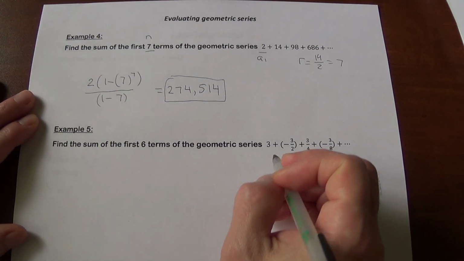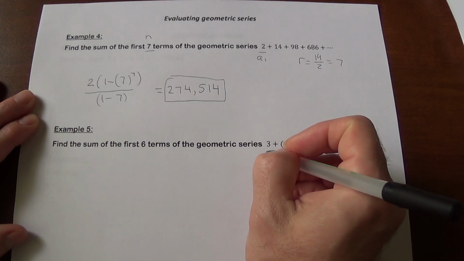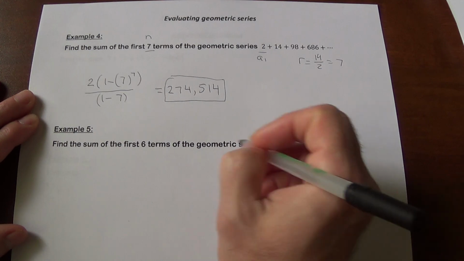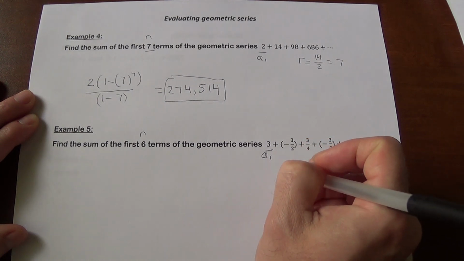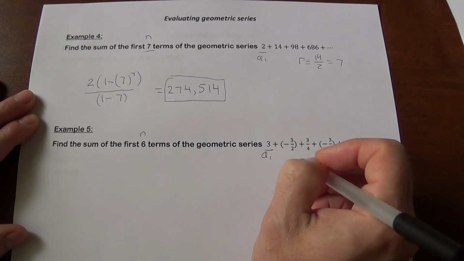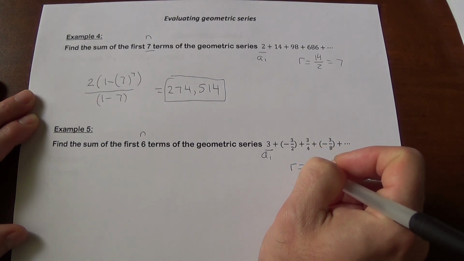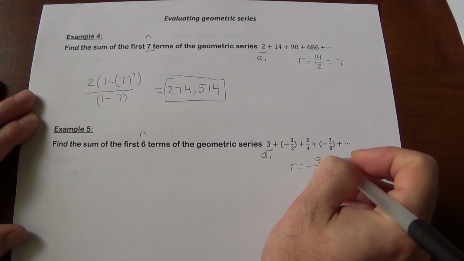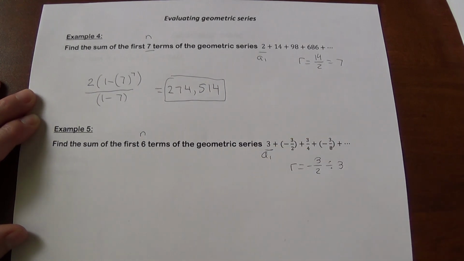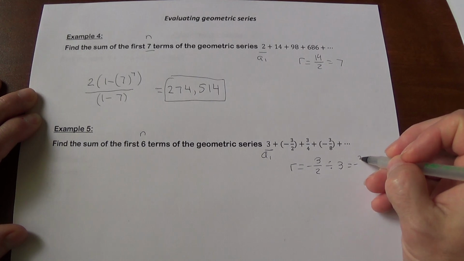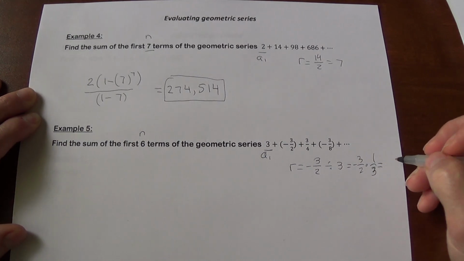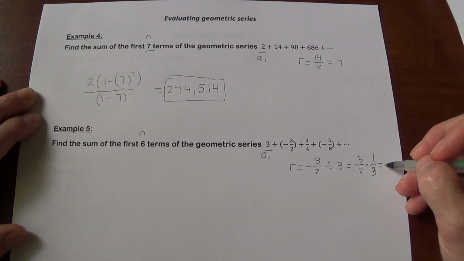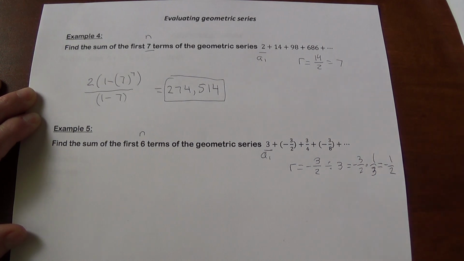Next problem, again similar to the previous one. This is the first term. This is the value of n. The common ratio here is going to be, since you have fractions involved, easier to do it as a division process. So negative 3 halves divided by 3, which is negative 3 halves times 1/3. And the common ratio will be negative 1/2.